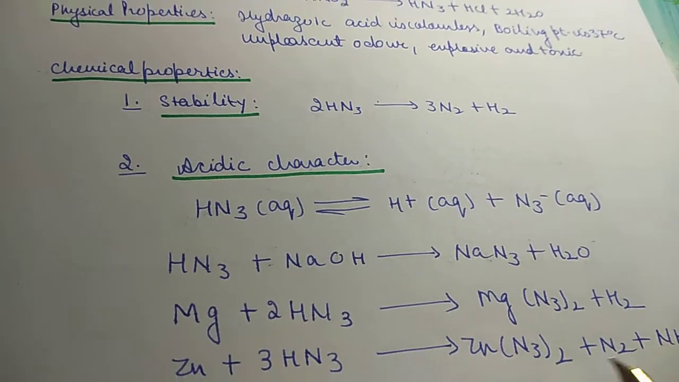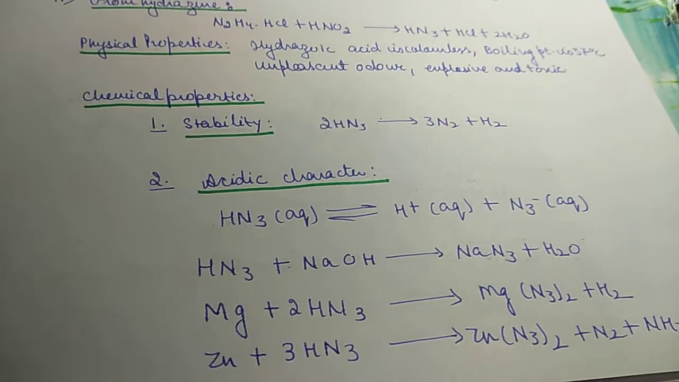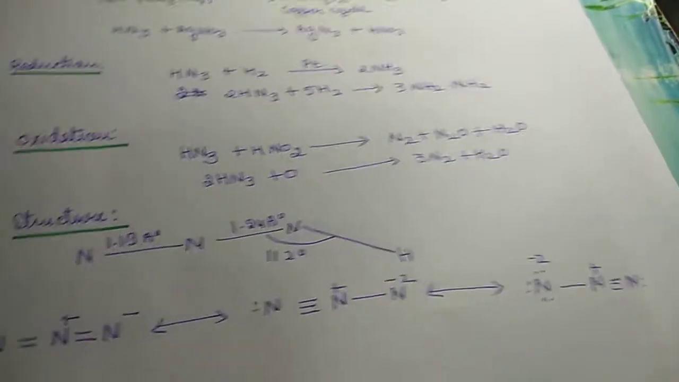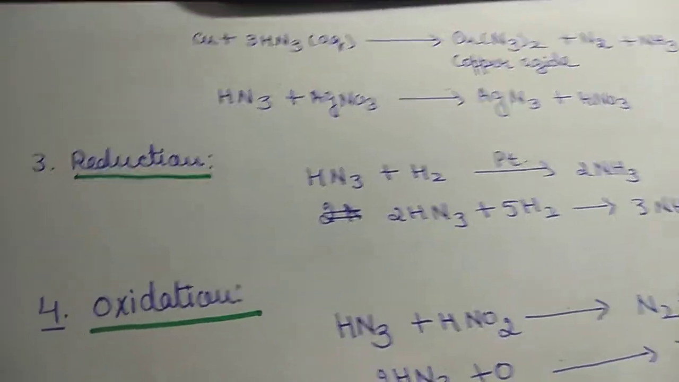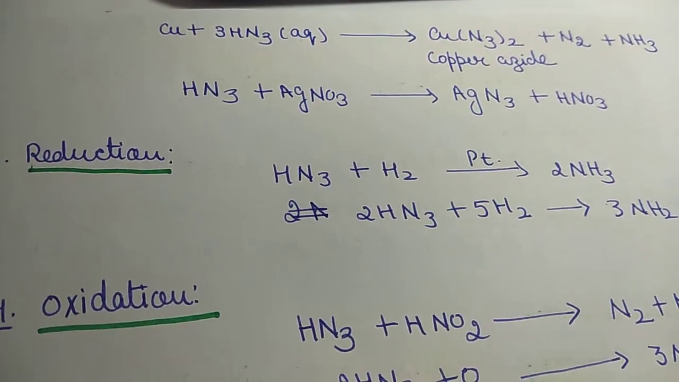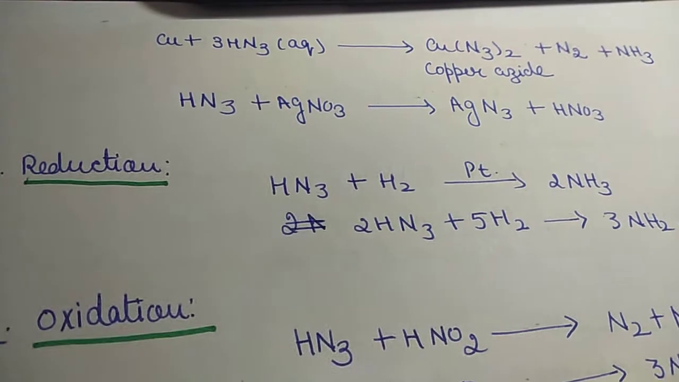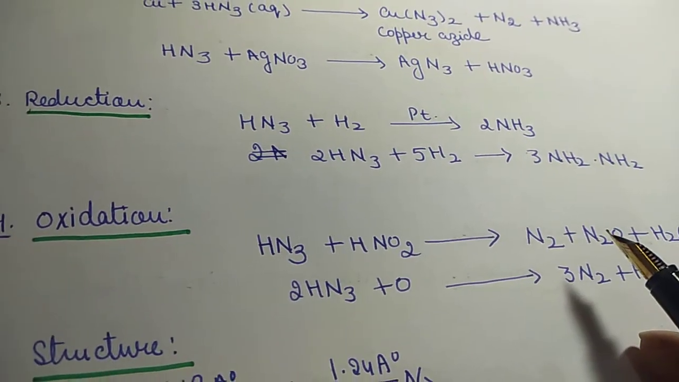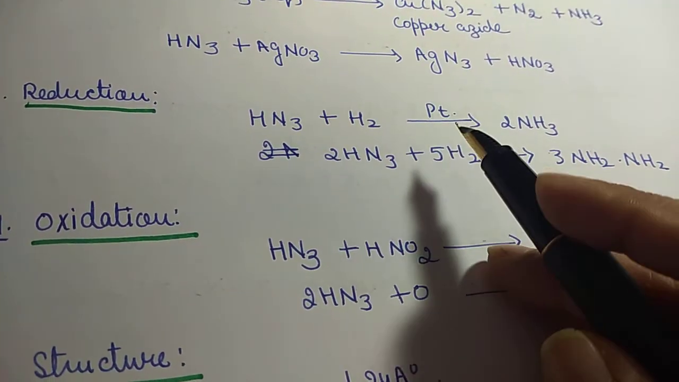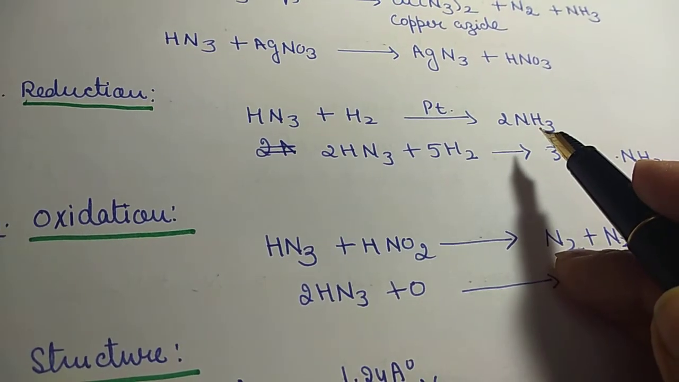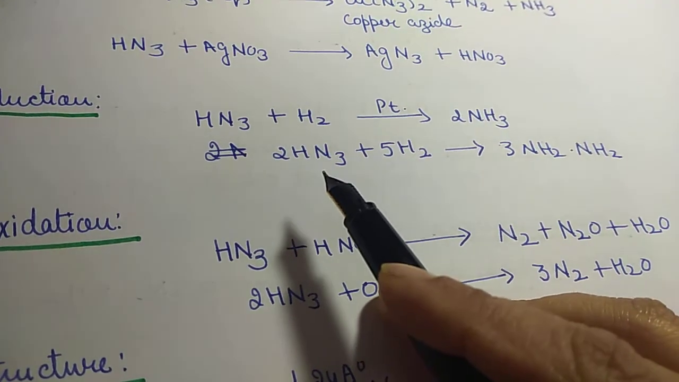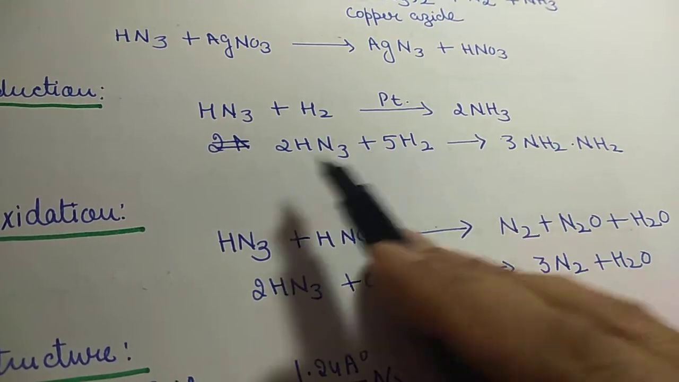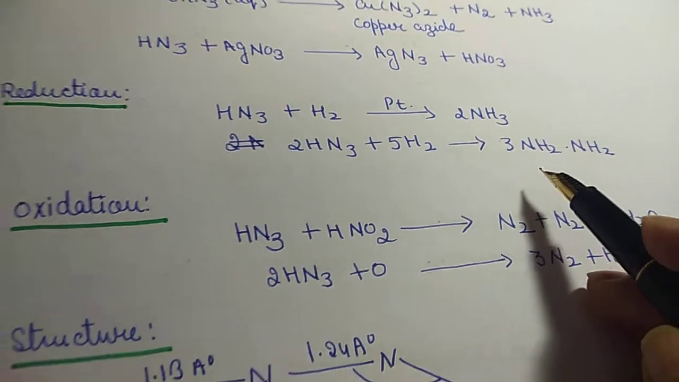Then it reacts with zinc to give zinc azide, nitrogen and ammonia. Then it reacts with copper to give copper azide, nitrogen and ammonia. Hydrazoic acid reacts with AgNO3 to give silver azide and HNO3. Then reduction: in the presence of hydrogen and platinum, it is reduced to ammonia. And if we take hydrazoic acid and hydrogen in 2:5 ratio, then we get hydrazine.